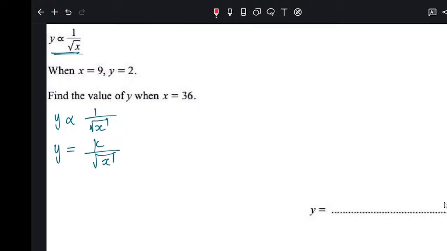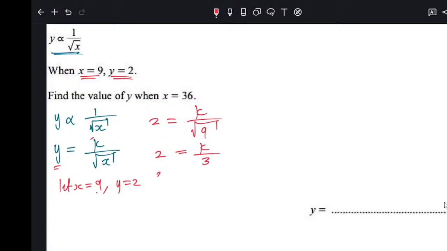What do you do when you have k? You come to this relationship they've given you. You say let x be equal to 9, y be equal to 2. So now where there is x, we are putting 9. Where there is y, we're putting 2. Where is y? It's here. We put 2 is equal to k over the square root of, where there is x, we are putting 9. So 2 is going to be equal to k over root 9, which is 3. We take 3 to the other side. 2 times 3 is equal to k. Now 2 times 3 is 6. 6 is equal to k. There we go. We now have k. So now we're going to write y is equal to, instead of k, we put a 6. So it will be 6 over root of x. There we go. 6 over root of x.